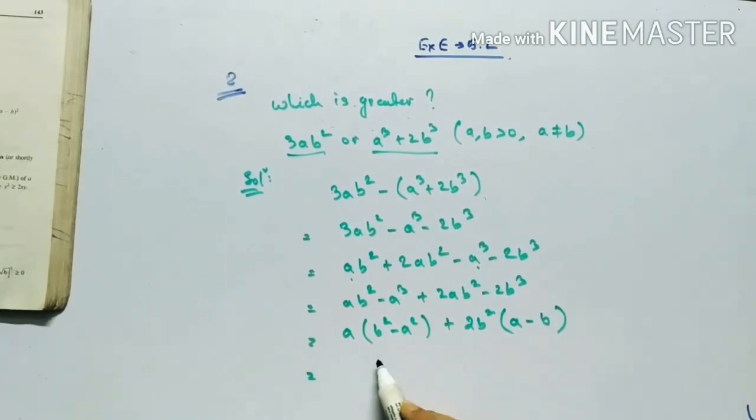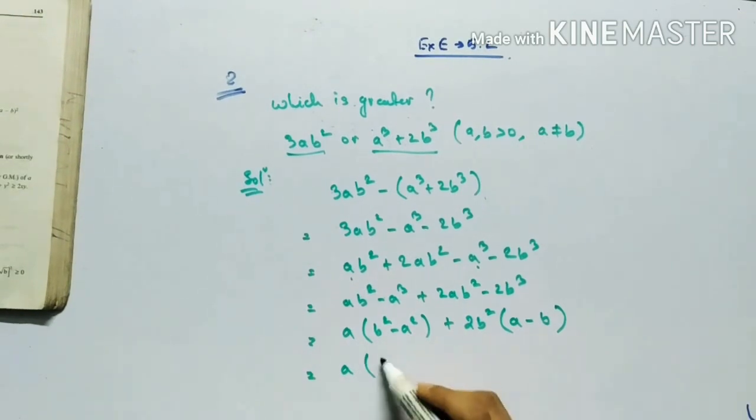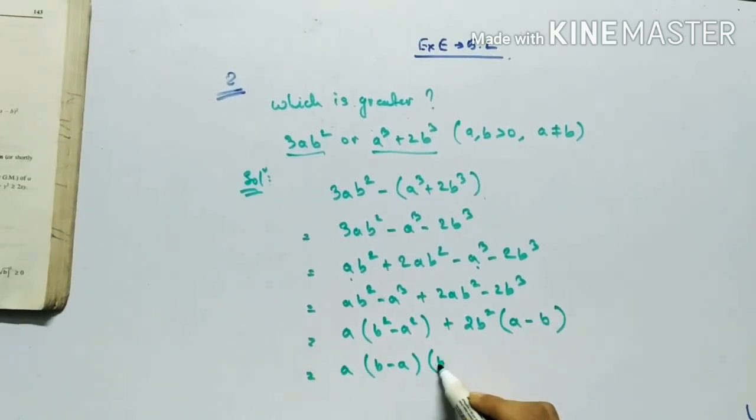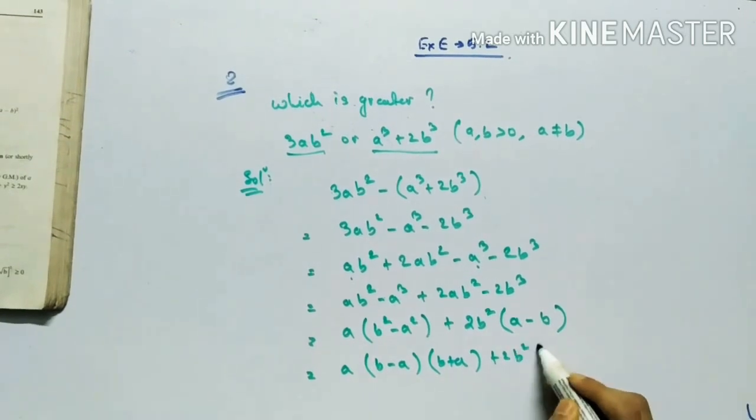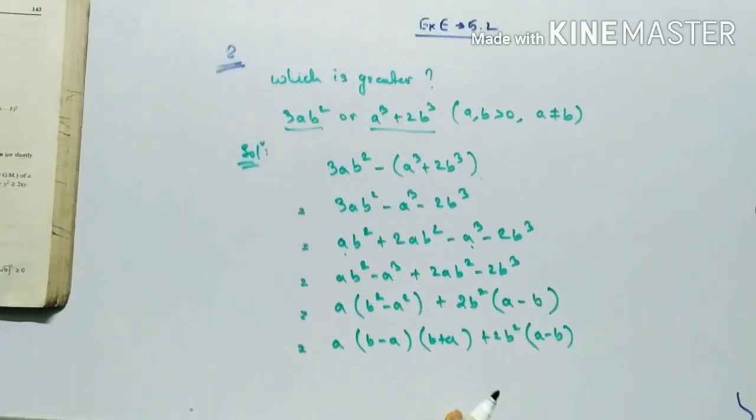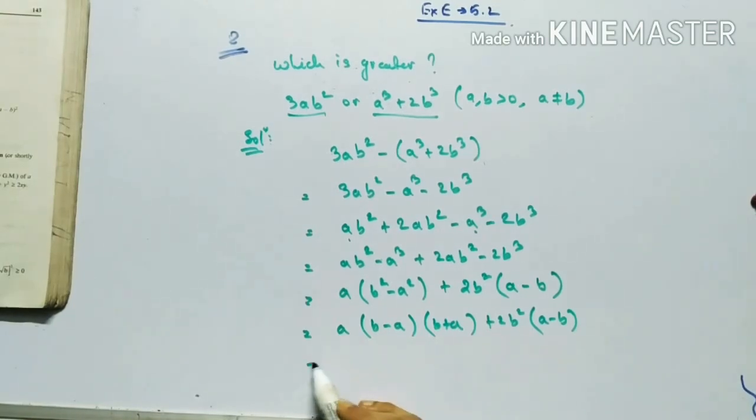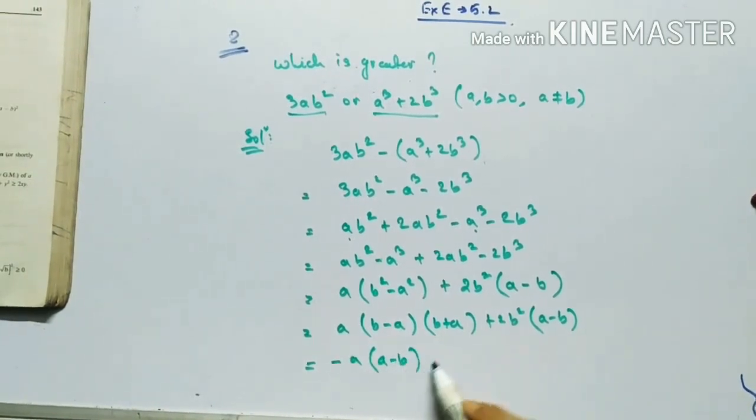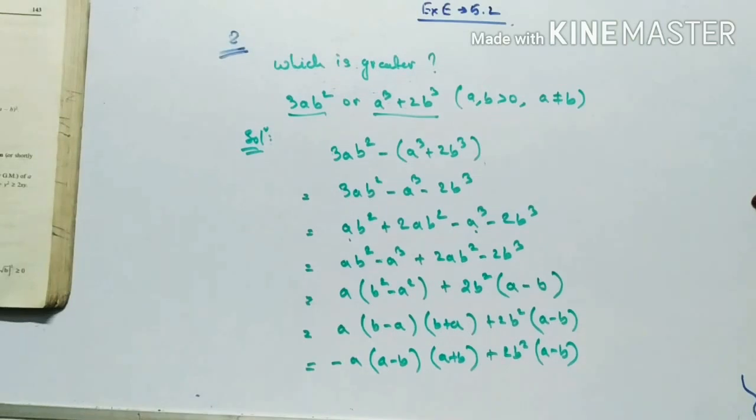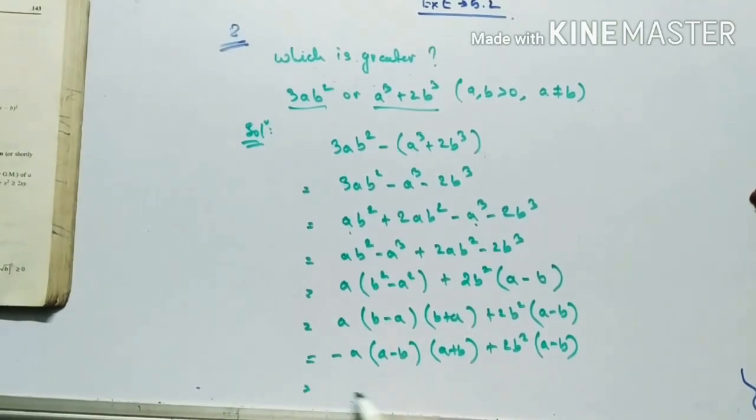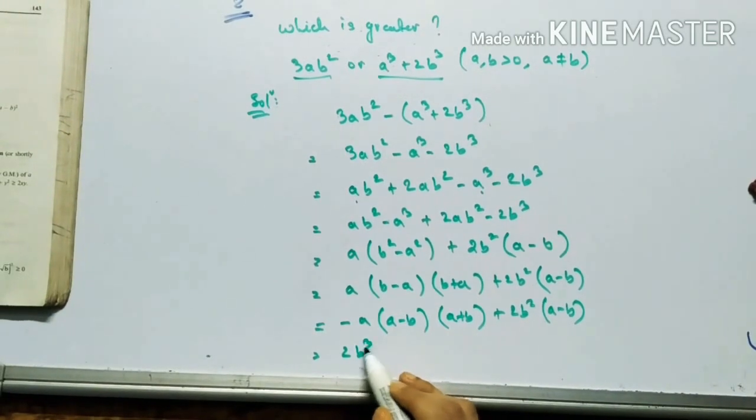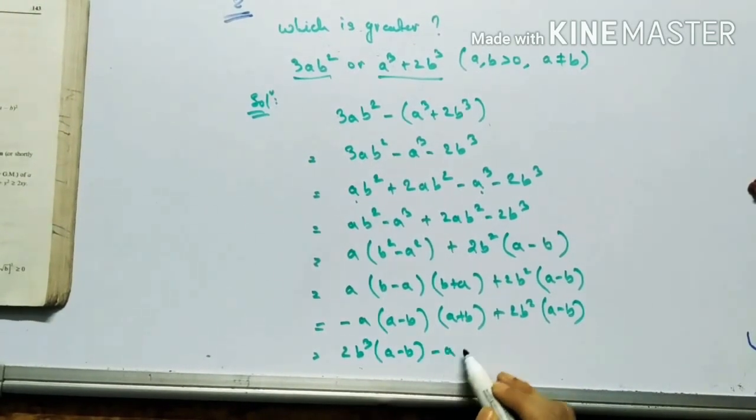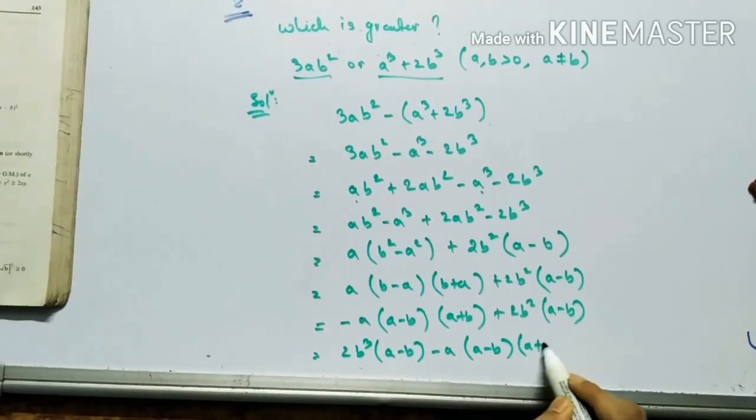Now this one, if I break it by formula, I will get b minus a, b plus a, plus 2b square a minus b. From here I will take minus common: minus a minus b, a plus b, plus 2b square a minus b. And this one I can write as 2b cube a minus b minus a minus b, a plus b.